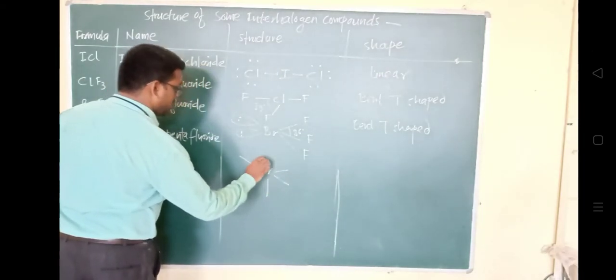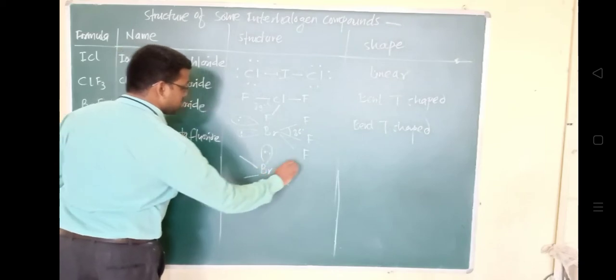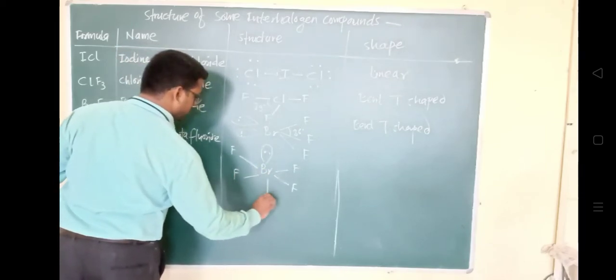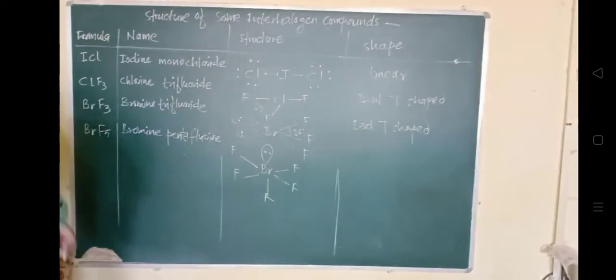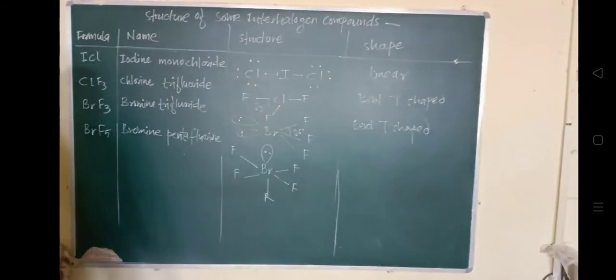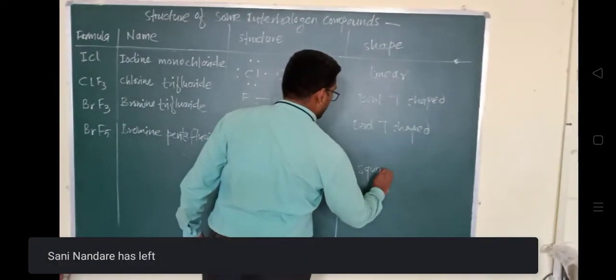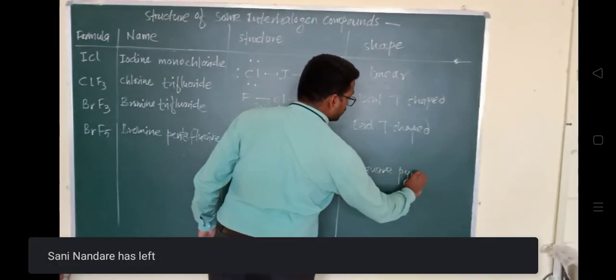In BrF5, bromine, being more electropositive, will be situated at the center. Keep this in mind. This structure is purely based on which atom is more electropositive, which will be situated at the center of that structure. We have studied this in 11th standard.